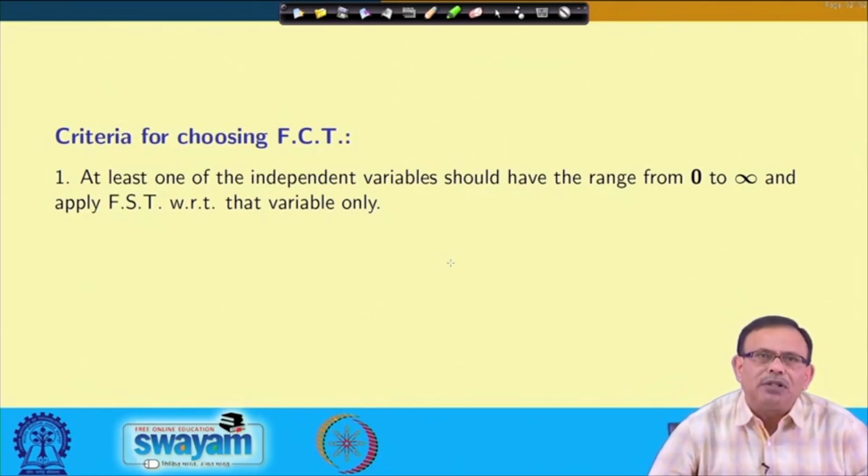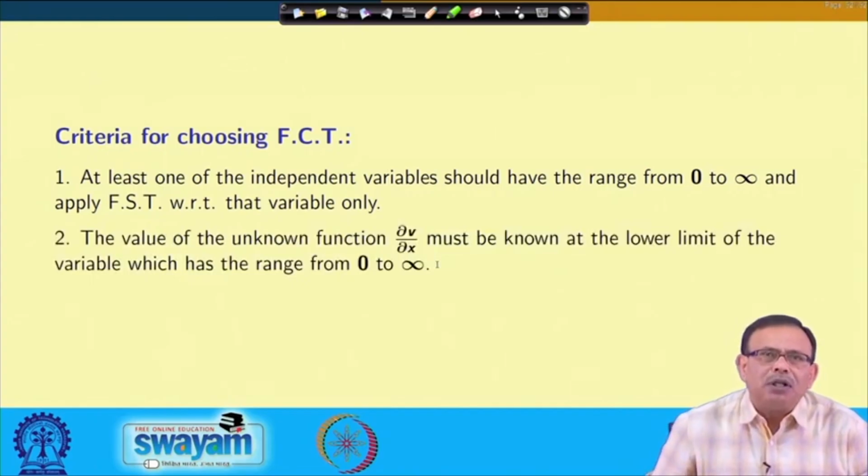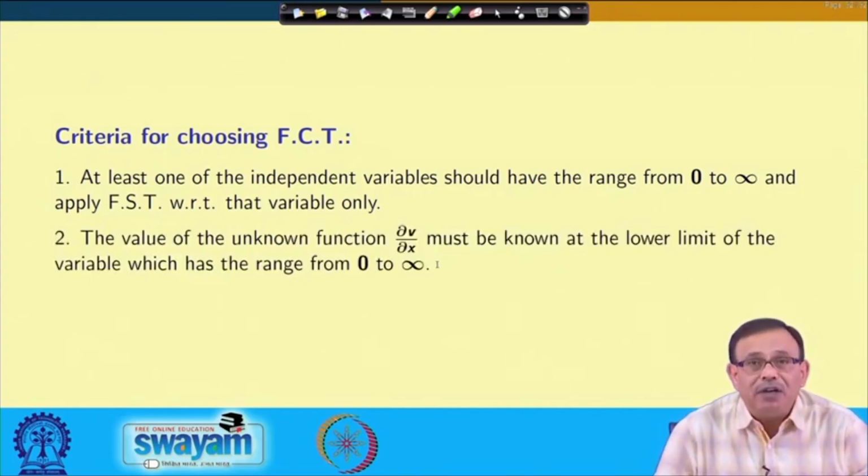Number 2 is the condition that the value of the function del v del x must be known. You see the difference. For the Fourier sine transform, the value of the unknown function v must be known at the lower limit, whereas for the Fourier cosine transform, the value of the unknown function del v del x must be known at the lower limit, and this we have told why this is required.